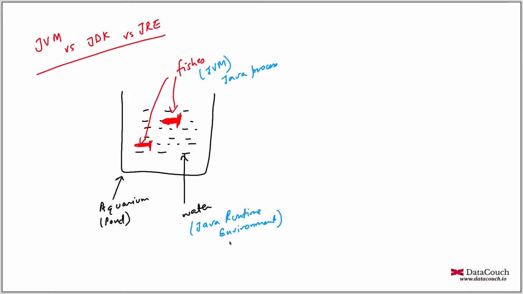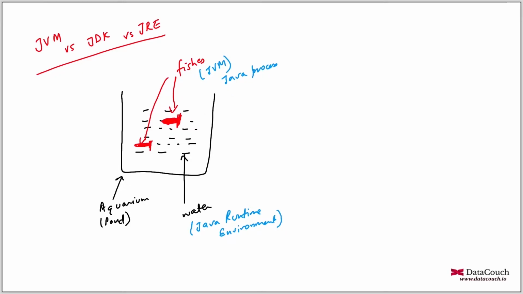So without the Java runtime environment, you cannot run a Java process. That's why we have fish in the pond or in the aquarium. JRE is Java runtime environment, and JVM is Java virtual machine, and it's basically a Java process running in the JRE. Now where is JDK?